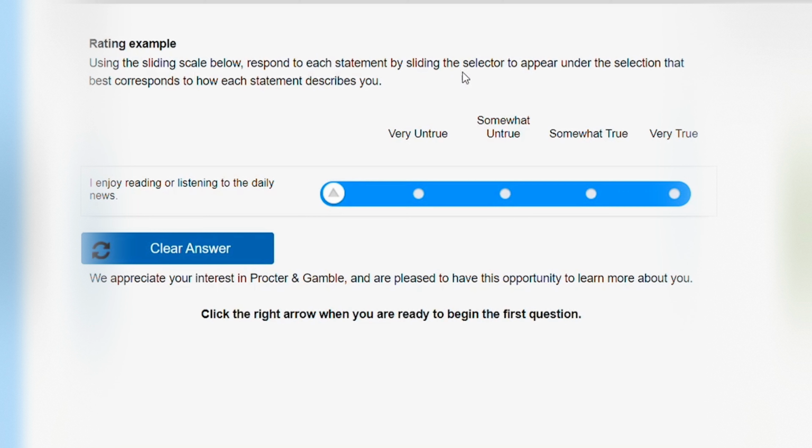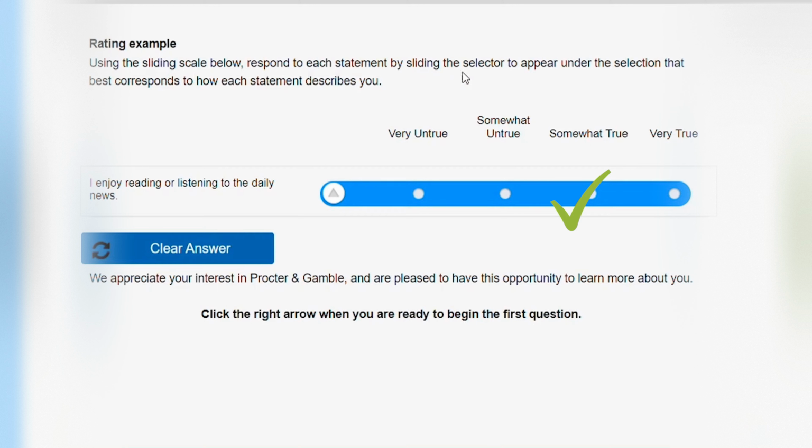Second is a rating example. Using the sliding scale below, respond to each statement by sliding the selector to appear under the section that best corresponds to how each statement describes you. I enjoy reading or listening to the daily news. Now again, reading daily news is a good thing, because this is how you keep yourself updated on what's going on in the market, and hence it will help you perform better on your assignment, because you would have more information, you've read more, you would have more knowledge that you can apply back to your work. So in any case, this should be somewhere around somewhat true to very true, but you can't select somewhat untrue or very untrue at all.